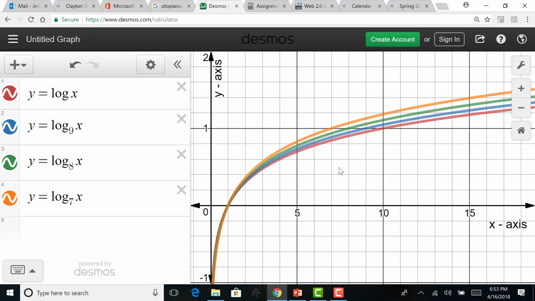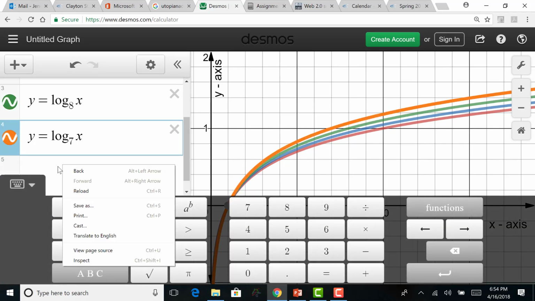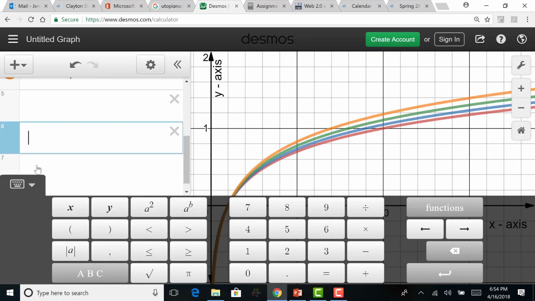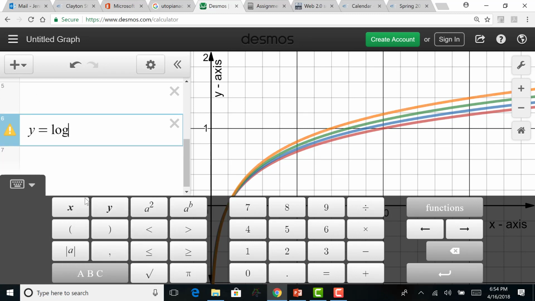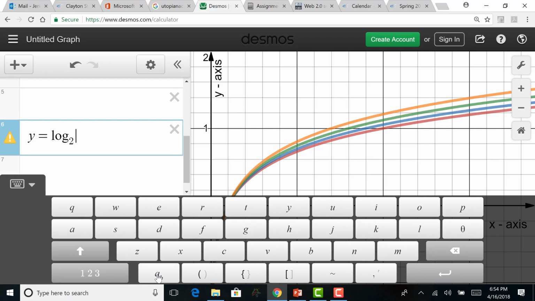As I made the number smaller, as I made my base smaller, look at what happened to the curve. You see it? Just notice as we change these numbers, it's a similar curve. It just gets a little bit higher and a little bit higher. So if I come down here and put in underneath, y equals log, and I'm going to put in a 2. Click on my ABC, put a 2 in here, go back up.